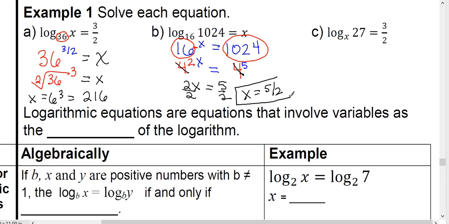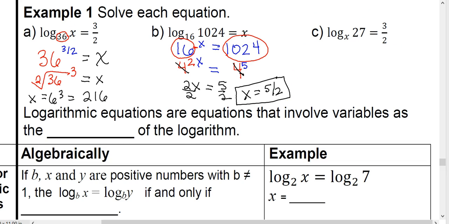So again, you will have some problems like this where it's not just a positive or a negative or a unit fraction, but it's a combination of them. So you need to be able to find this common base and then solve for the needed exponent.